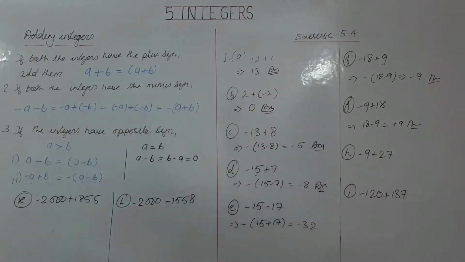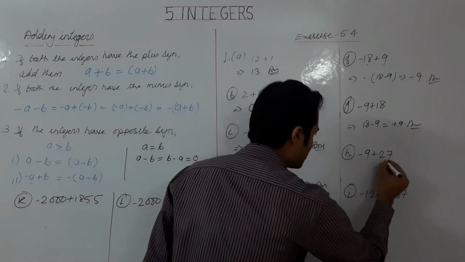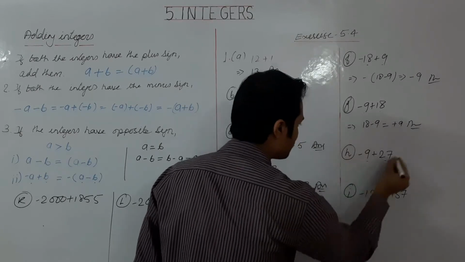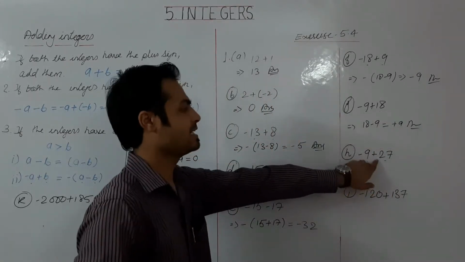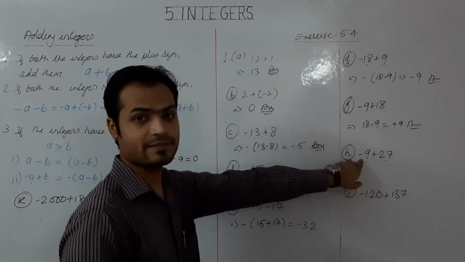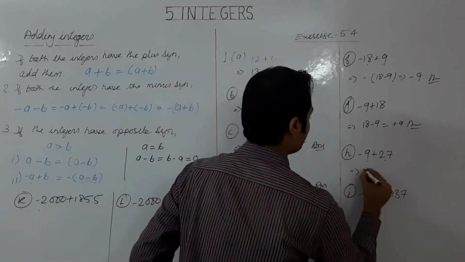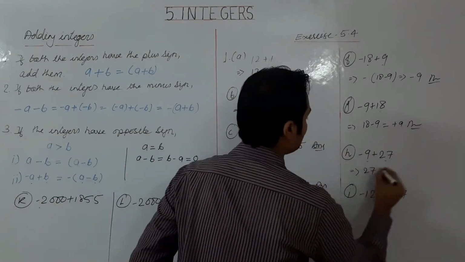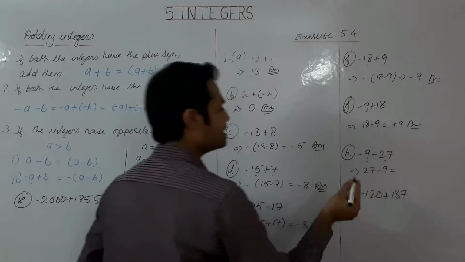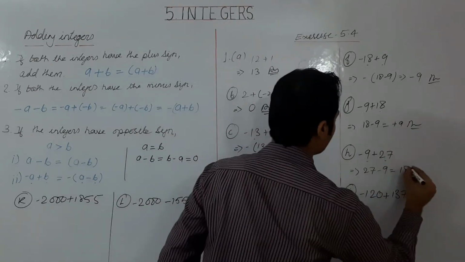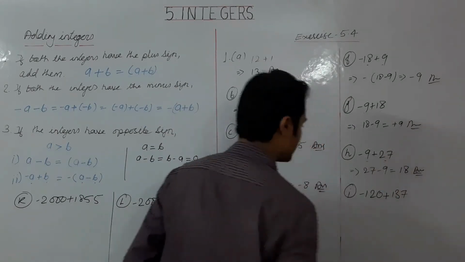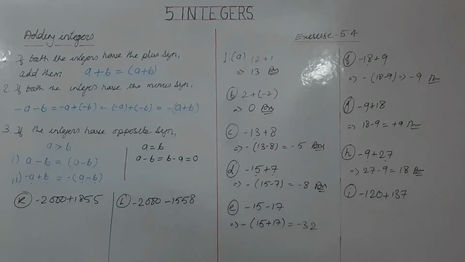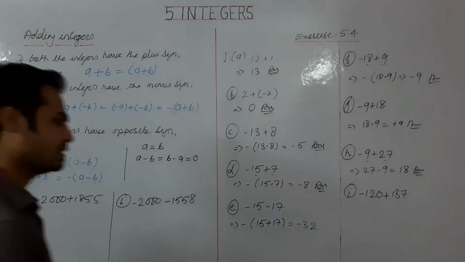Next, part H: minus 9 plus 27. The second number is numerically greater than the first number, or the number with a positive sign is greater than the number with a negative sign. So simplify it by writing 27 minus 9, and 27 minus 9 is 18. 18 is the answer. Next, minus 120 and 137.